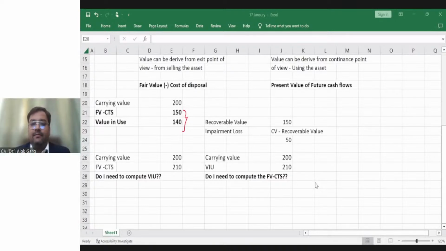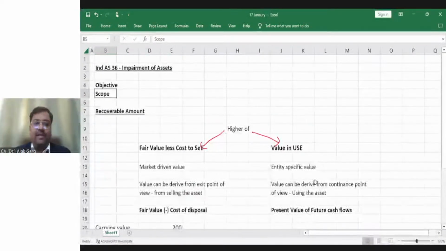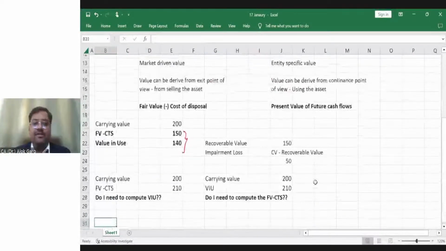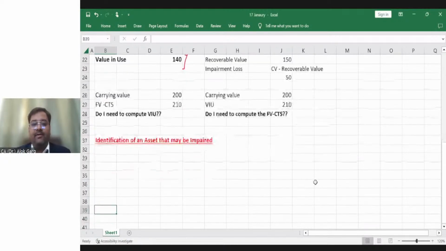Right? Great, guys. So friends, we have discussed the objective and scope. We discussed the concept of recoverable amount. Now we are discussing the first concept. And what is the first concept? Identification of an asset that may be impaired, right?